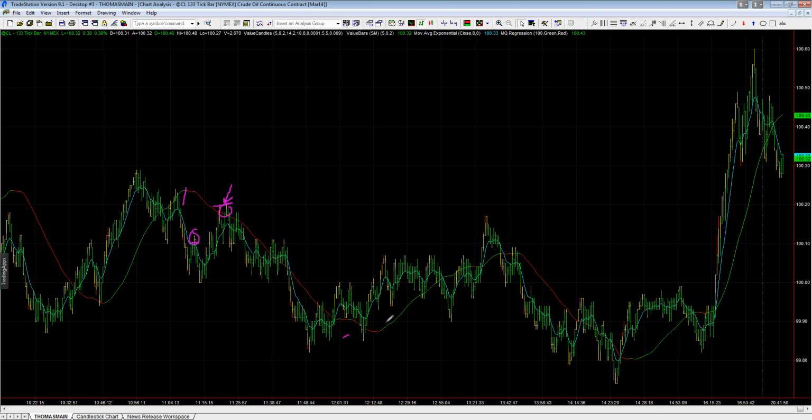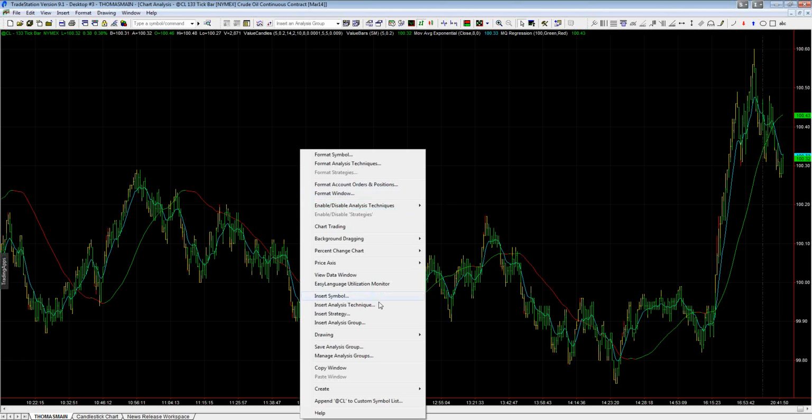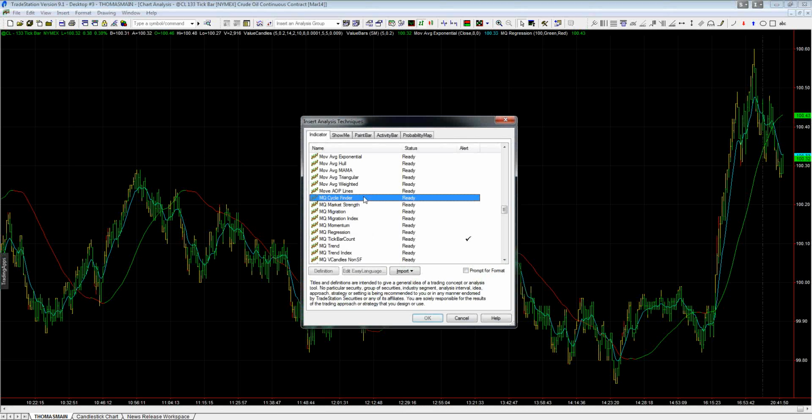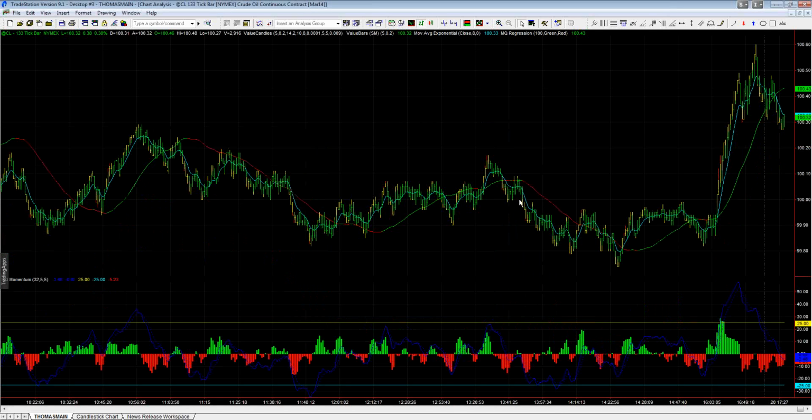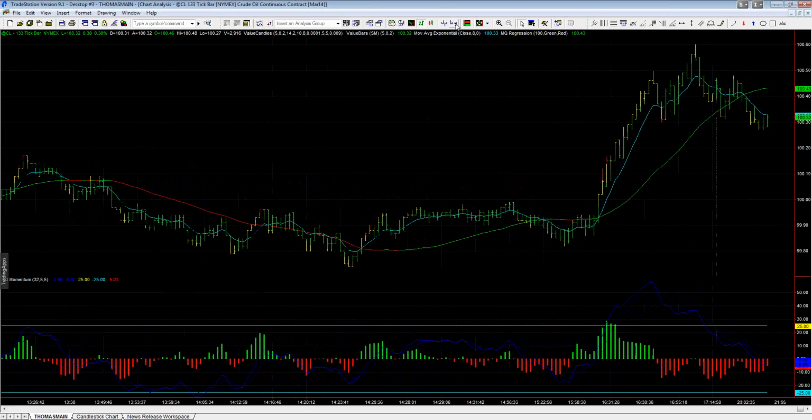So again, lastly, what you can do if you really want to increase the probabilities of your trades, you want to increase the success rate, combine your strategies. So take the MQ momentum, add it in, use value bars, MQ momentum, and use MQ regression, and then only trade divergences in the direction of the MQ regression.